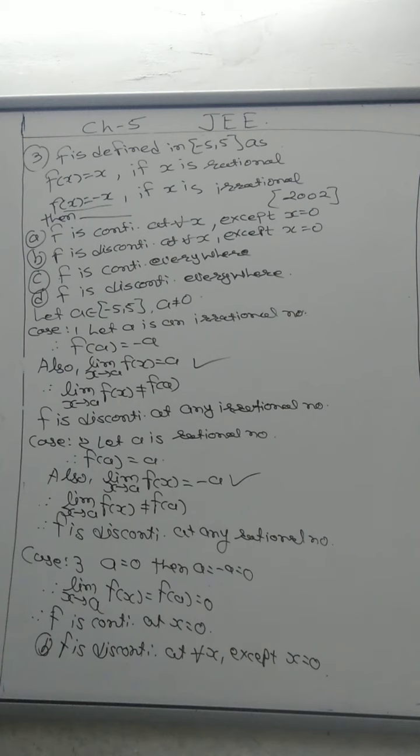Therefore, we have this minus a and this a is obtained. So this way f is discontinuous at any rational number or any irrational number, but it is continuous at x equal to 0. Therefore, we can say that f is discontinuous at every x except x equal to 0.